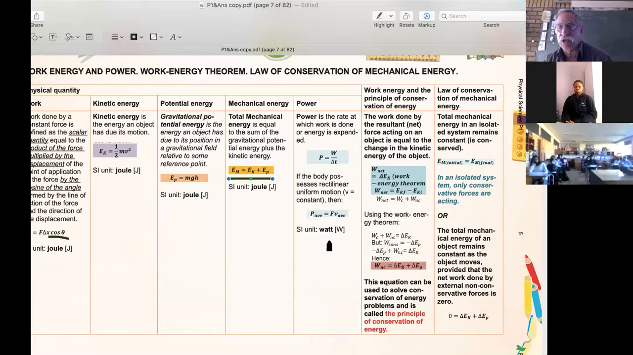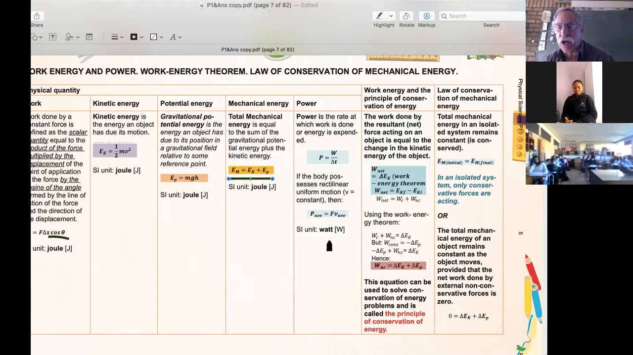If net work is equal to the change of kinetic energy, and the kinetic energy changes, has its net work changed? Yes or no? Who says yes? If you change kinetic energy, do you change net work? Yes. Okay.